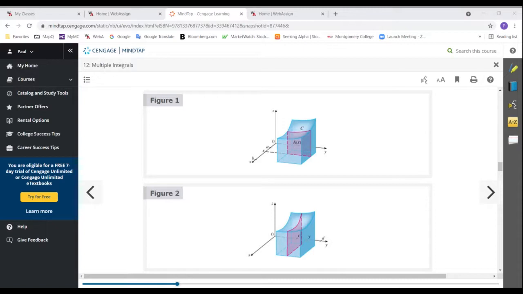So the cross-sectional area, okay, good, Ryan, good, Robin, thank you.